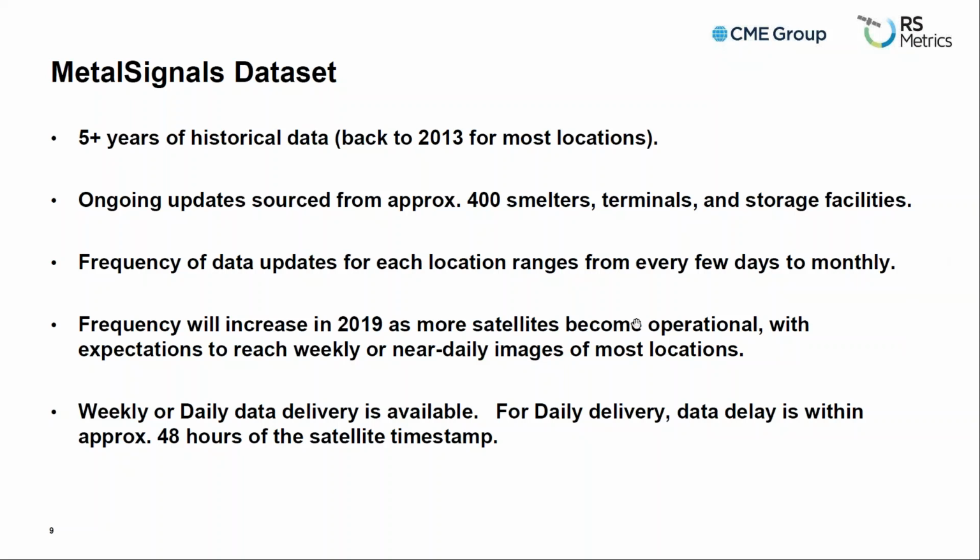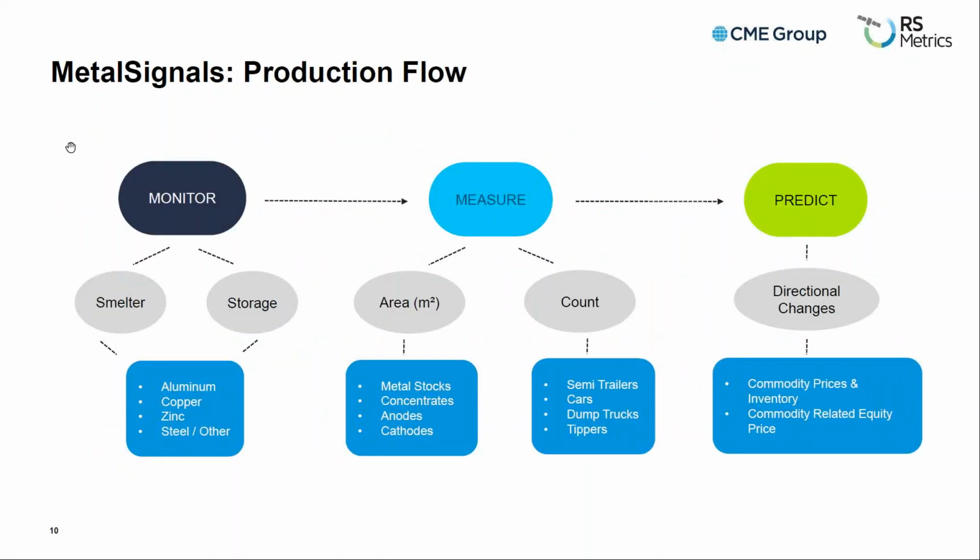So any new imagery that's collected and processed and turned into data is put on FTP or delivered through CME data mine within about 48 hours of when the image was actually collected by the satellite. So it's fairly real time comparatively. The production flow for MetalSignals, like all of RS Metrics products, falls into 3 main areas.